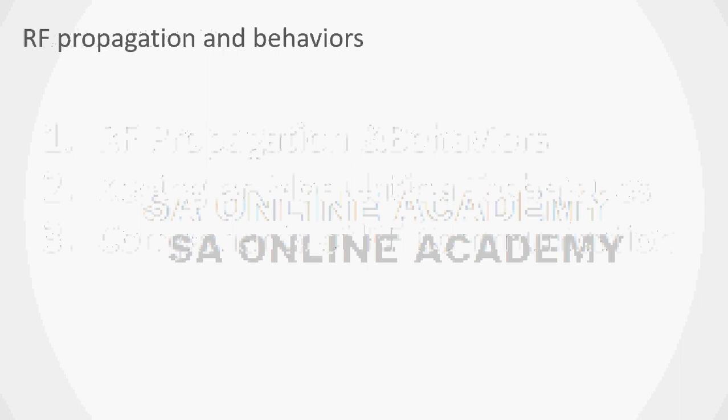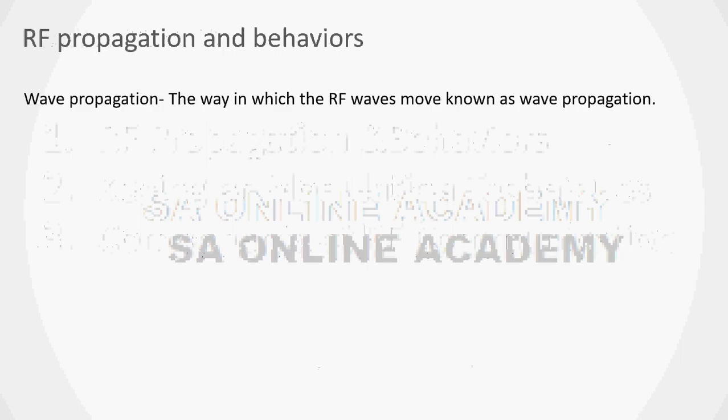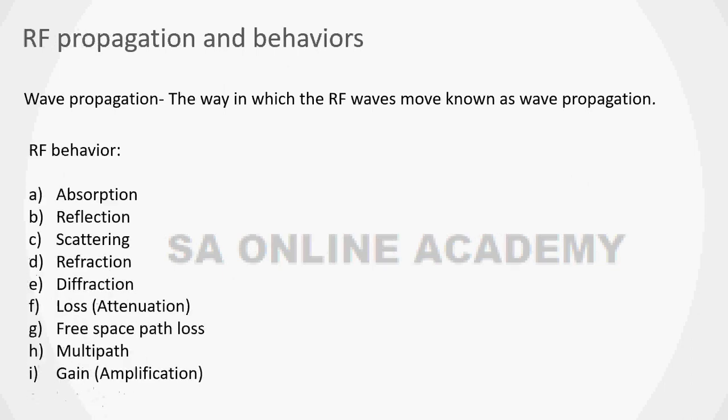So let's discuss wave propagation. Like I said, the way in which an RF wave moves. RF behavior, the various types of behaviors: absorption, reflection, scattering, diffraction, loss, free space path loss, multipath. All of these we will discuss in today's session. So let's start with the very first one, absorption.